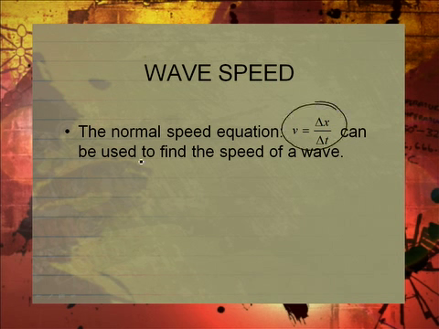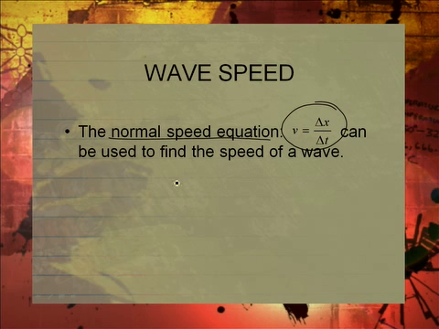Right, welcome back, and we're still talking waves and geometric optics. Just before we switch on to geometric optics, I just want to add this little piece of information. Remember speed: the normal equation for speed is speed equals distance divided by time, delta x over delta t. This would apply even when we're talking about waves.